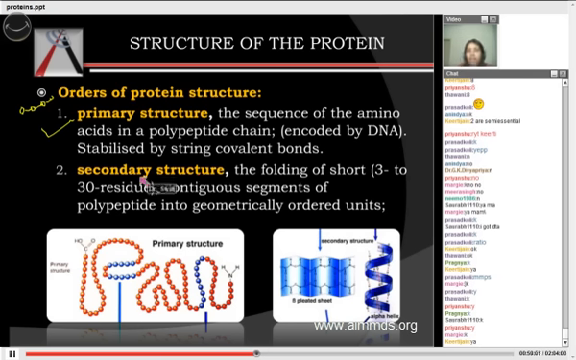Now what happens is, this long chain then folds into various structural units. This long chain could either fold into sheets, or it may fold into a helix. That folding into a sheet or helix is the secondary structure.